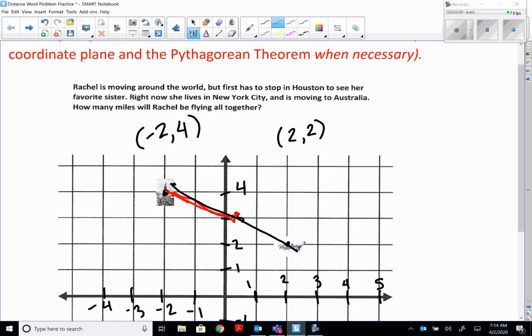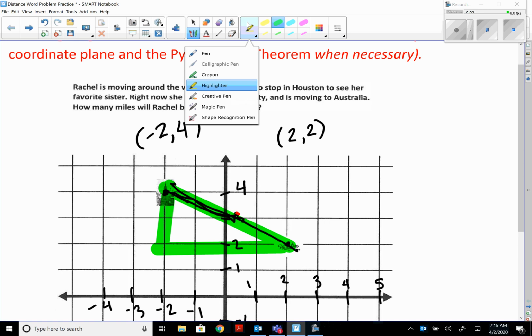So before we're able to figure out the distance between New York and Houston, we're going to follow those steps we did on our last activity, and we're going to create a right triangle. So I'm going to use that distance between those two to be the hypotenuse of a right triangle, and I'm going to draw the vertical leg, and now I'm drawing the horizontal leg. So we're going to use Pythagorean theorem to help us figure out the distance between those two. Then we're going to have to do it again to figure out the distance between Houston and Australia. So let's go ahead and figure out the lengths of each leg.